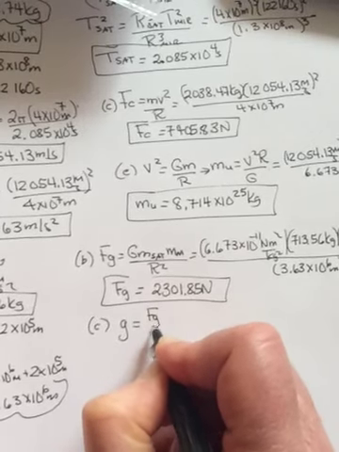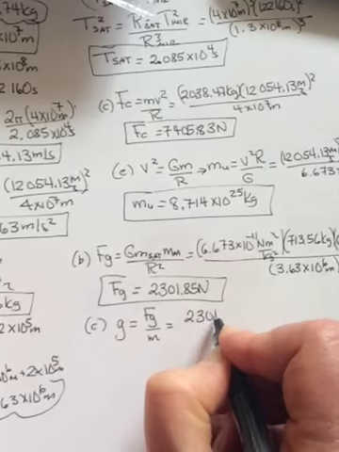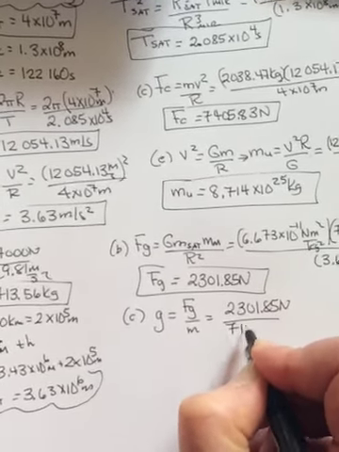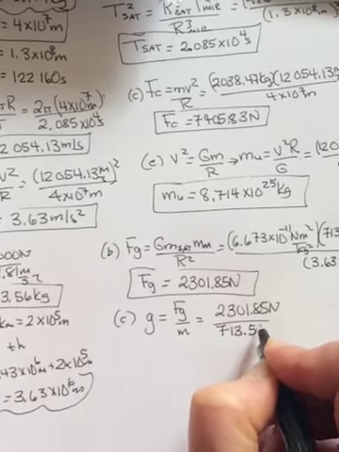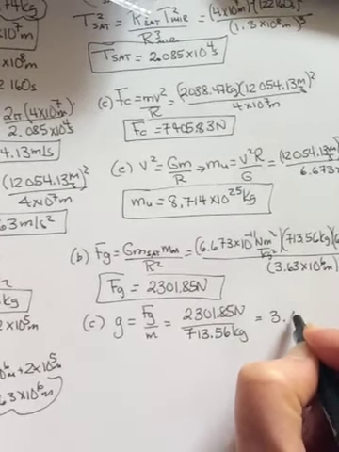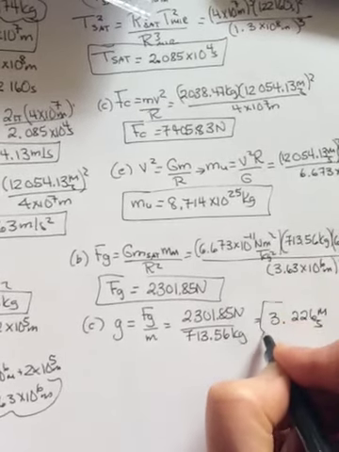Okay, part C wants to know gravitational field strength, little g. The easiest way to get little g is Fg divided by m. So 2,301.85 newtons divided by the mass of our satellite, 713.56. And when you do this, you get 3.226 meters per second squared. Okay.